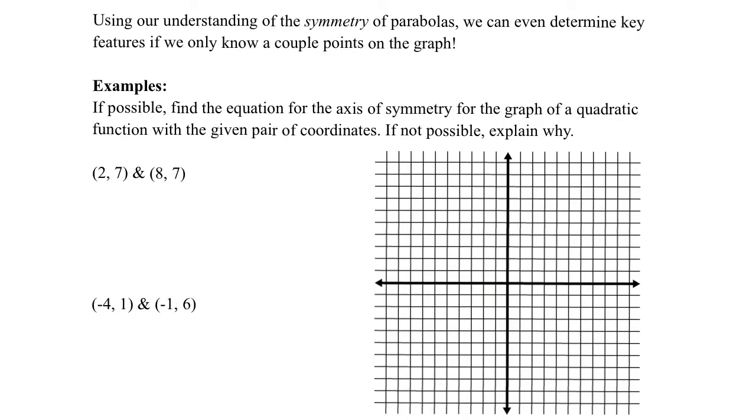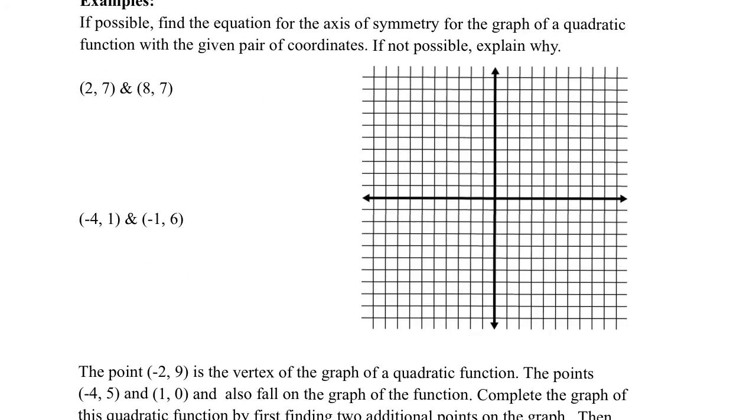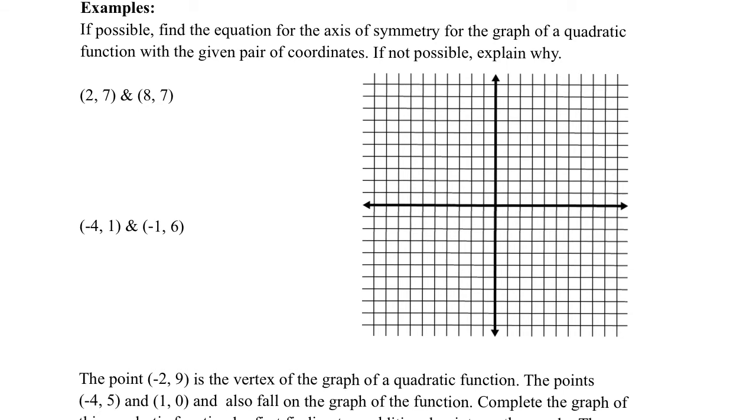All right. You can even figure stuff out without having the equation or the graph. For example, let's take a look here. This says, if possible, find the equation for the axis of symmetry for the graph of quadratic function with the given pair of coordinates. So what this is saying is that if these two coordinates are on the parabola, would we be able to determine the axis of symmetry?